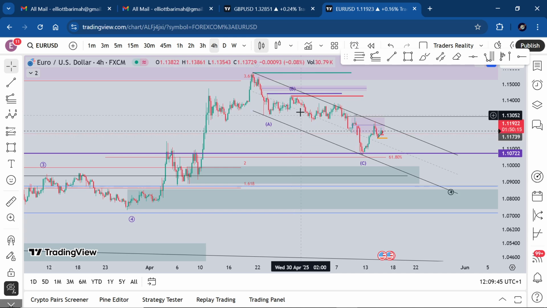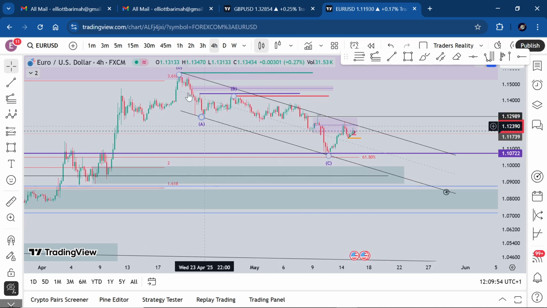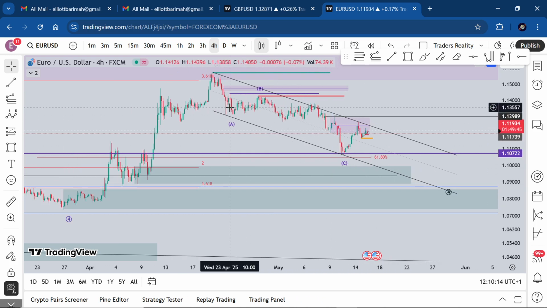or a 1, 2, 1, 2. So we could have a series of 1, 2. But this 1, 2 would be bigger than that 1, 2. So I prefer to count 1, 2, 1, 2. I can't say 3 because of 1, 2, 1, 2, 3. We don't get to make a 4 and then a 5 without coming back into the prior 1. So realistically, I would say A, B, C.